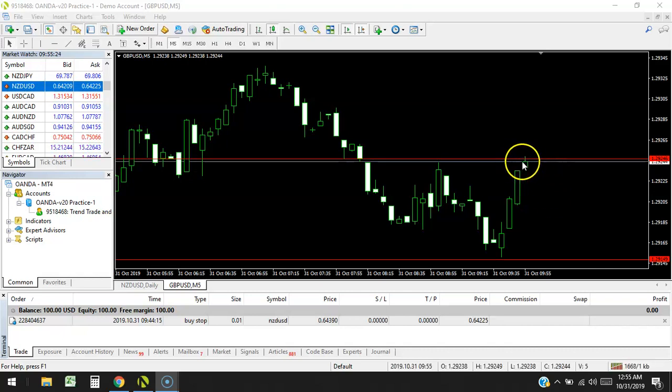If you notice, the price is going above our line that we had over here, so we're going to have to adjust it. Do not put the buy stop or the sell stop until the last minute, guys, because look what happened here.